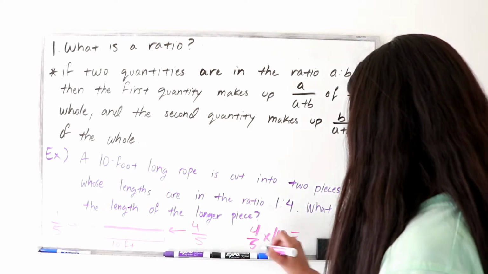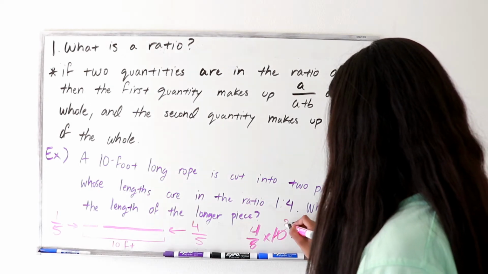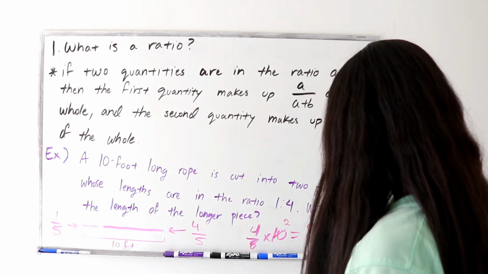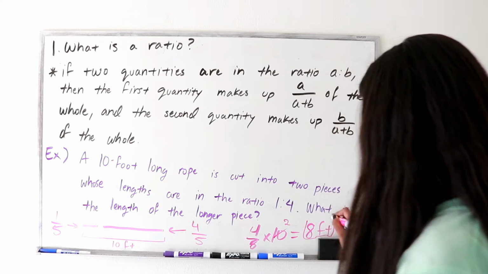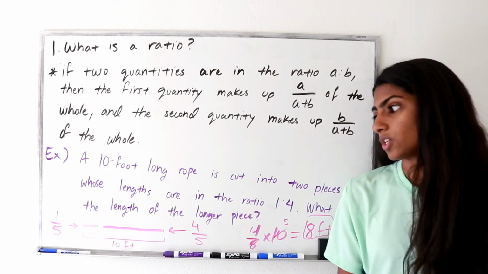And what does that get me? Simplify, simplify. This gives me 8. So I know that the longer piece is 8 feet, and the shorter piece is 2 then.